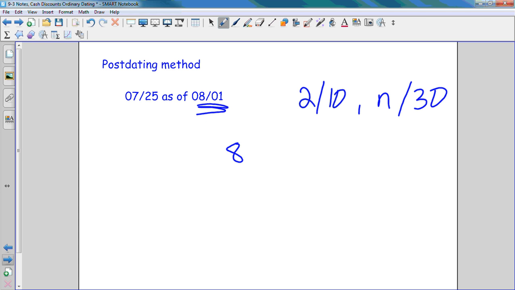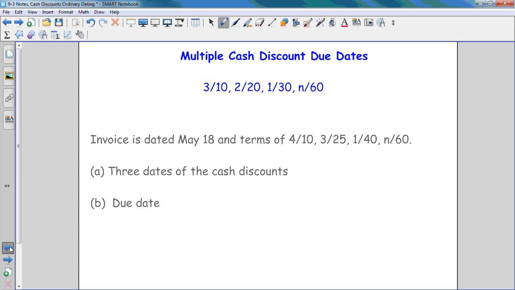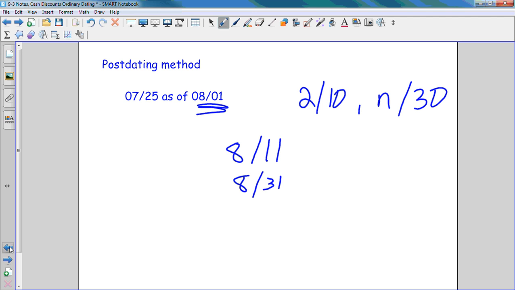So on 8/11, that's when your 2% ends, and the bill is actually due on 8/31, right? There's 31 days in August. Does that make sense? 7/25 as of 8/1, that's just the postdate. This means percent due date. This is the due date. Good?